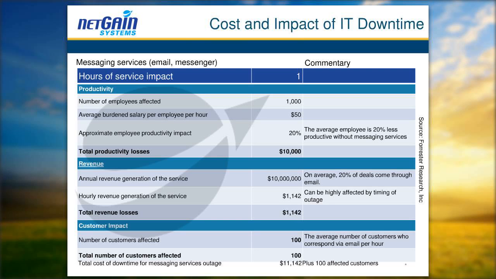So let's take a look at the first example, messaging services, including your email or messenger. Forrester has calculated that about 1 hour of downtime in your messaging system affecting 100 employees or customers will cost the business about $11,000. Remember that we are only talking about 100 customers. So multiply that by 1,000 customers or employees, or 10,000 even for bigger companies.